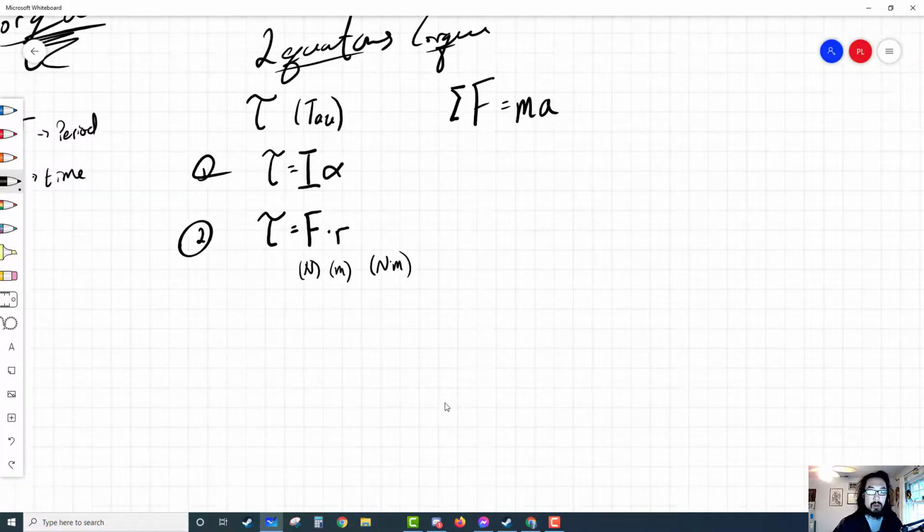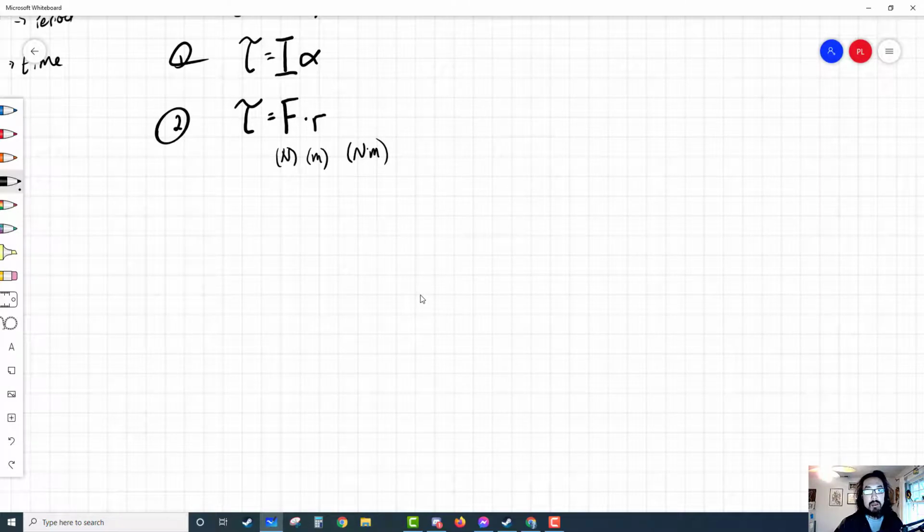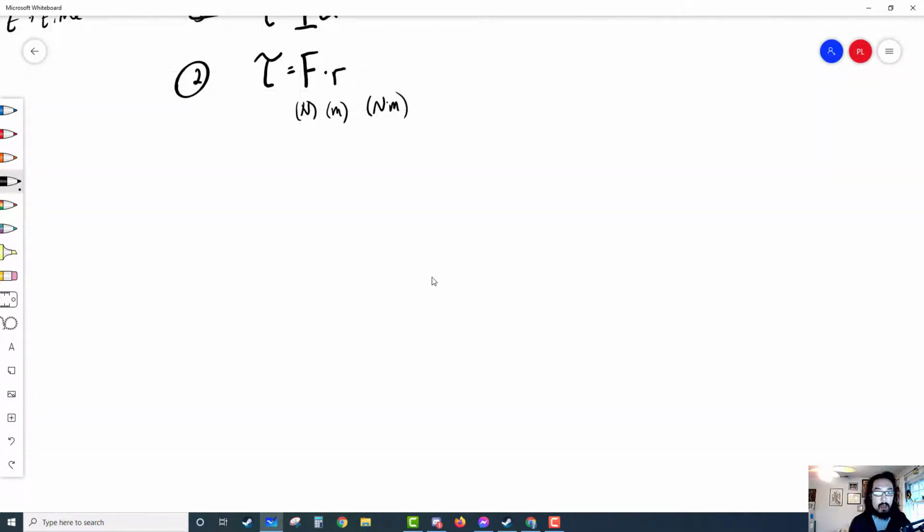I'd like to start off with the first one. Tau is equal to I times alpha. This is version 1. Let's break this down. Much like F equals ma, we can use this equation in the form of a sentence. Let's say there's an object of mass m on the ground, and we exert a force on it going to the right. When this happens, the object will accelerate to the right.